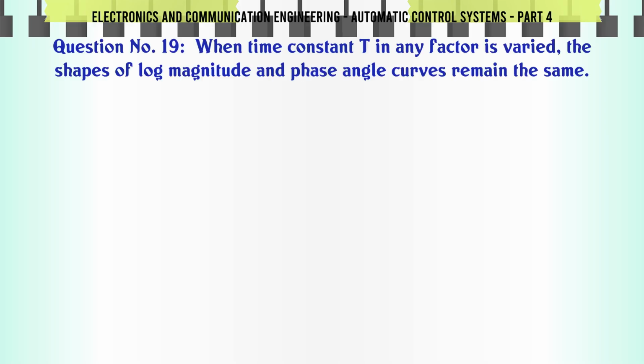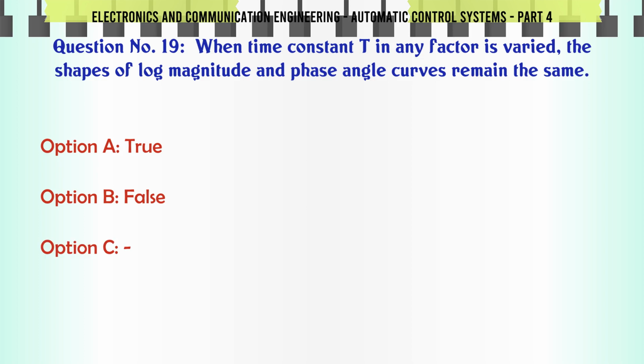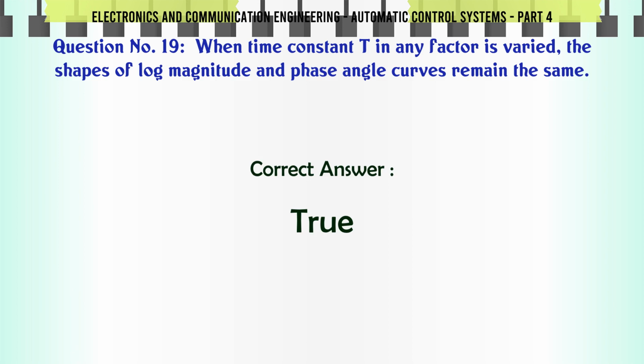When the time constant T in any factor is varied, the shapes of the log magnitude and phase angle curves remain the same. A. True. B. False. C. D. The correct answer is true.